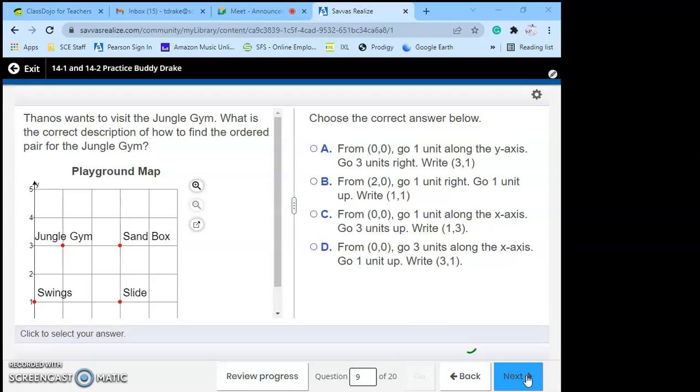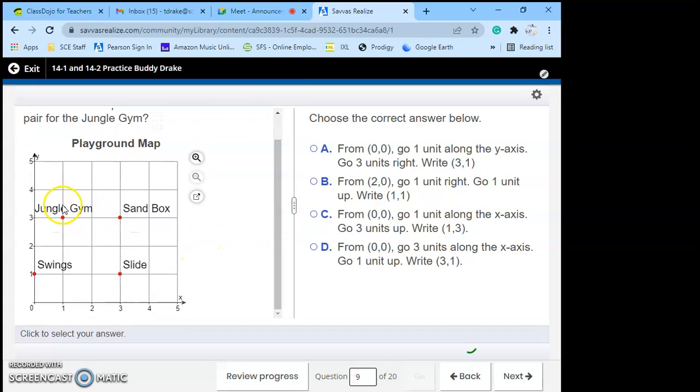Thanos wants to visit the jungle gym. What is the correct description to find the ordered pair for the jungle gym? Well, for the jungle gym, we start at the origin. We go across the X first. So we're going to go over to 1 and then up the Y to 3. So X is 1, Y is 3.